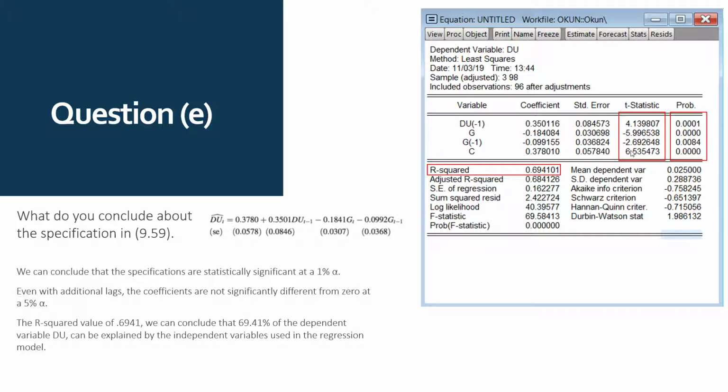Also, we can say that they are different from 0 because our t-statistic is higher than 1.96, which rejects our null hypothesis saying that they are equal to 0. Lastly, there is an r-squared value of 0.6941, which tells us that 69.41% of the dependent variable du can be explained by the independent variables used in this regression. Thank you.